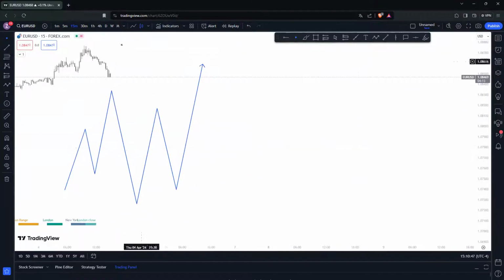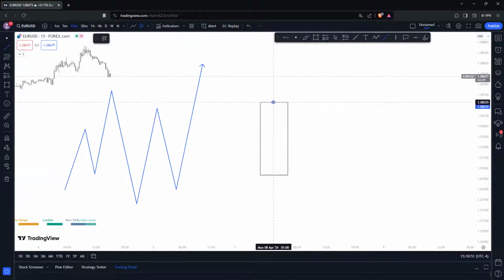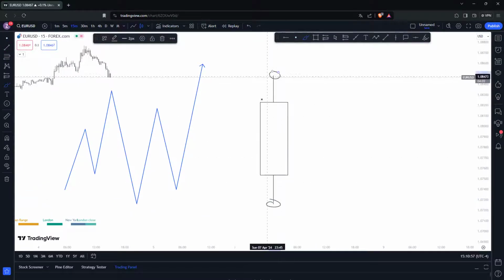The first one is going to be on the daily. So we learned that the daily candlestick has four things: the high, the low, the open, and the close. So this is the low, this is the high. If the candlestick is bullish, you're gonna have the open right here, the closing right here. If it is bearish, the open right here, closing right here. In today's session, we're going to be focusing on the highs and the lows of the daily candlestick.